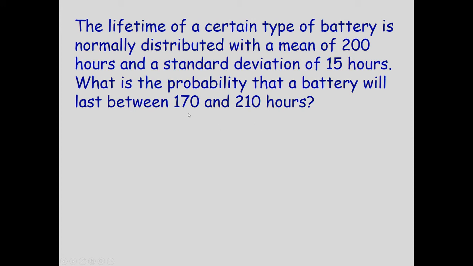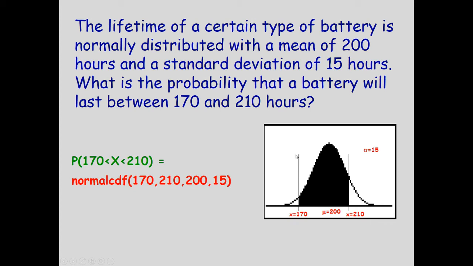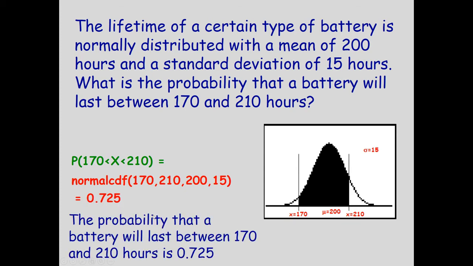This one's asking between two values, which is super easy because you're just using normal CDF. So if you want to know the chance of being between 170 and 210, you just put that as your lower bound and your upper bound, 170 to 210. Centered at the average of 200, standard deviation of 15. So there's a 72.5% chance that a battery lasts between 210 hours and 170 hours.